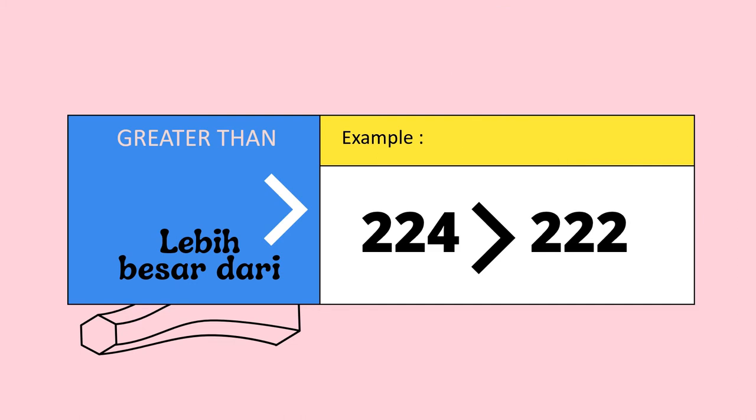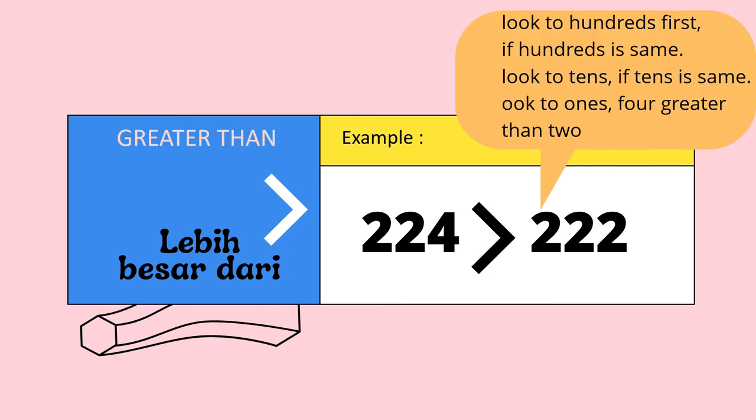The next example in 3-digit number, 224 greater than 222. Look to hundreds first. If hundreds is same, look to tens. If tens is same, look to ones. 4 greater than 2. Jika dilihat ratusan dan puluhannya sama, maka lihatlah satuannya. 4 lebih besar daripada 2. Maka tandanya benar lebih besar dari.